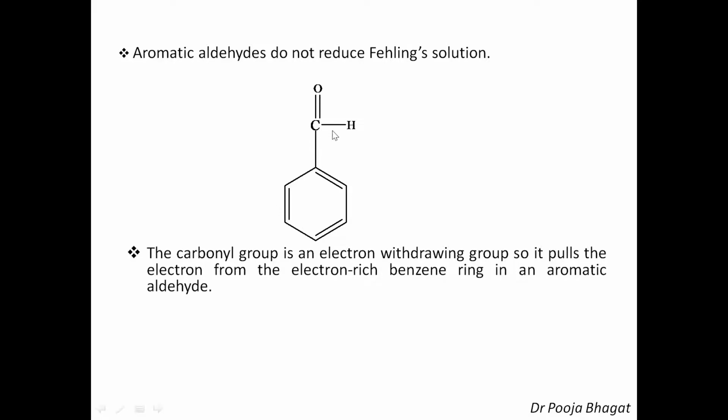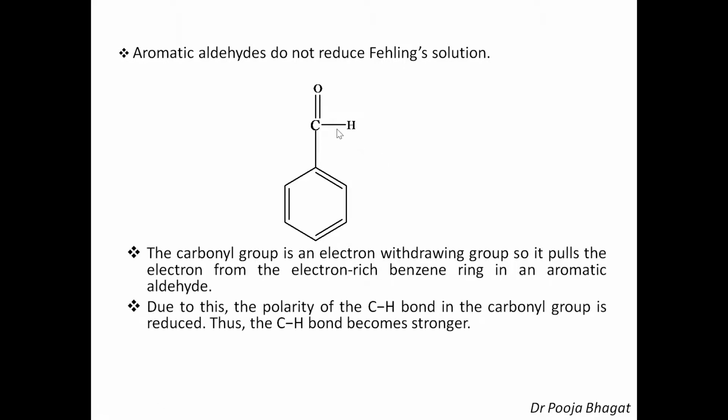And therefore, the tendency of this carbon to take up the electrons from this CH bond is reduced. That means this CH bond is less polar. The polarity of this CH bond is reduced, and if the polarity is reduced, that means this bond becomes strong. We know that in the aldehyde, oxygen gets inserted, and if this bond is strong, you require stronger conditions to insert oxygen here.